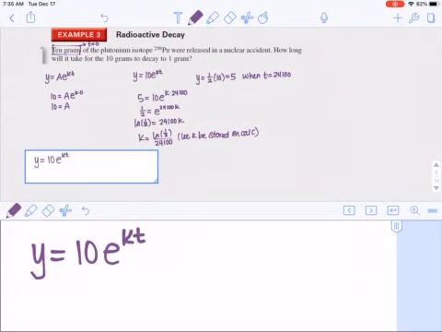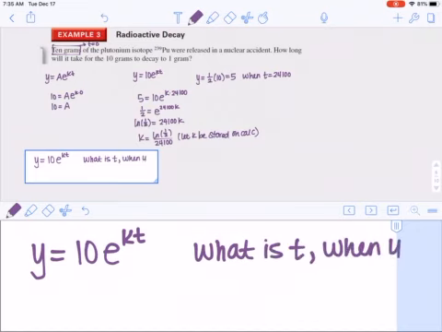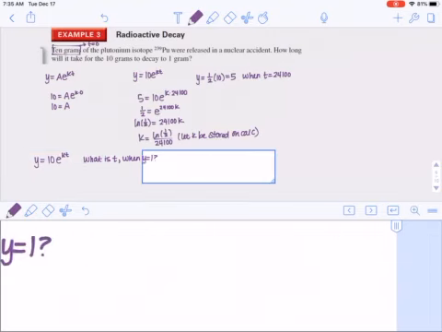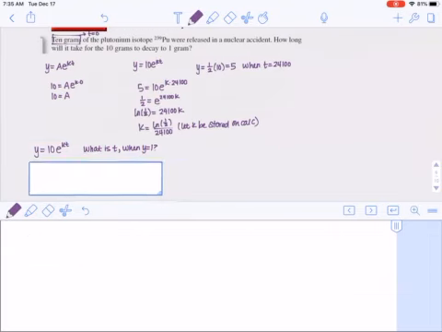Now the question is, how long will it take for the 10 grams to decay to 1 gram? Basically the question is, what is t when y equals 1? You're expecting it to be a pretty long time, right? Because it's gone through several half-lives at that point, and so you should have an idea. It's definitely more than 24,000, for instance. So that helps you do some estimation.